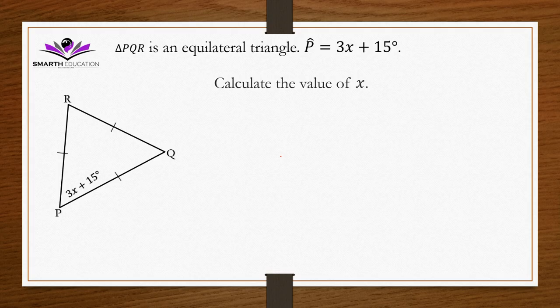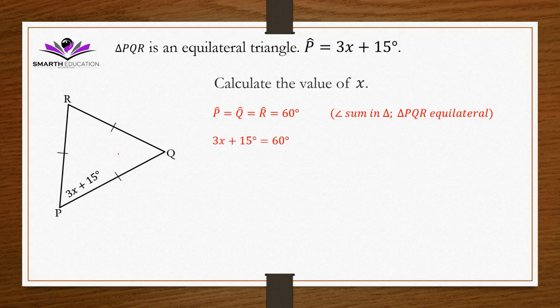Right, welcome back. I really hope you managed to get the answer here. So what do we do here? We're just given one angle, but if you check, this is actually an equilateral triangle because all the three sides are equal. So angle P is equal to angle Q is equal to angle R. So these three angles are each 60 degrees, because of angle sum in a triangle and triangle PQR is equilateral. So 3x plus 15 is equal to 60 degrees. Then we solve for x.